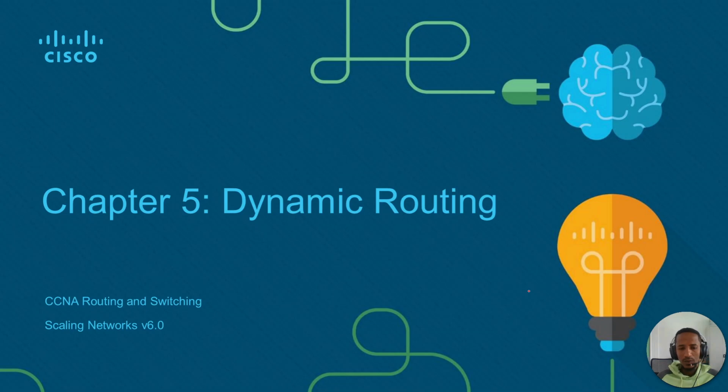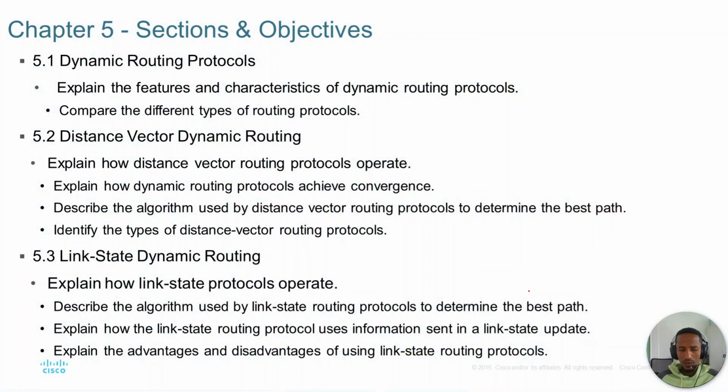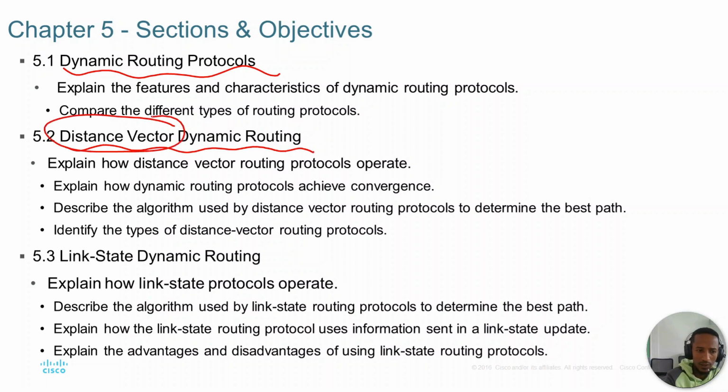The topic that we are going to discuss is dynamic routing. Dynamic routing is a kind of routing protocol. In this topic we are going to discuss three main topics. The first one is about dynamic routing protocol. The second one is about the types of dynamic routing protocol. The first one is called the distance vector, and the second one is called the link state. So we're going to discuss these topics in the future.